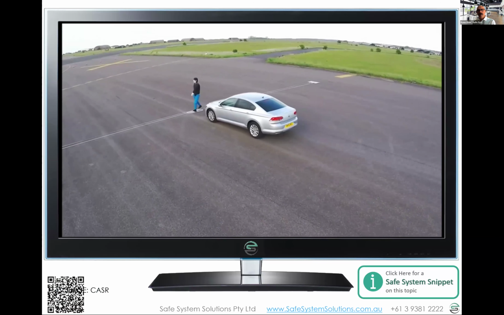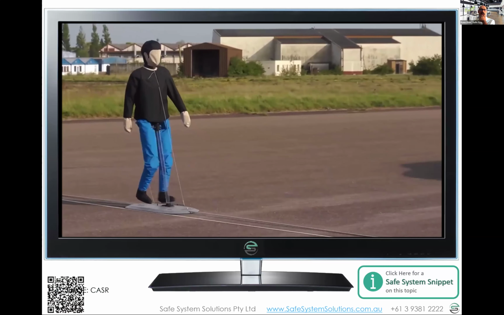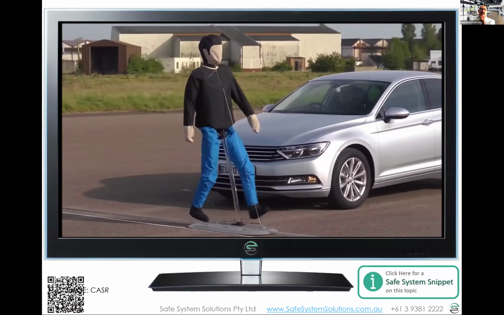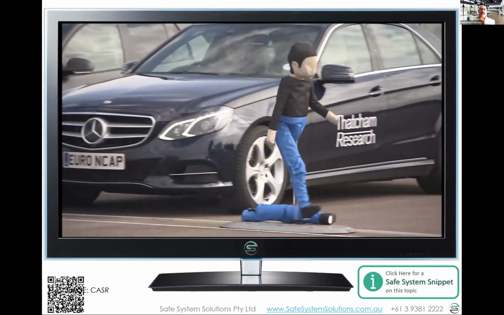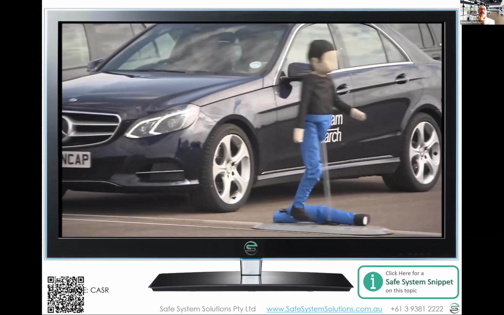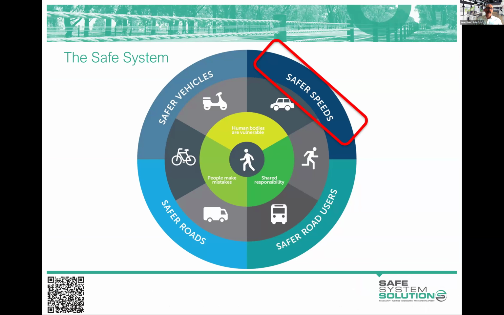But we'll see these vehicles with automatic emergency braking coming in and doing some wonderful stuff. That one where the dummy's leg comes off, I would say it's still a success in the sense that the vehicle slowed down before impact, so we saw a lower severity impact.